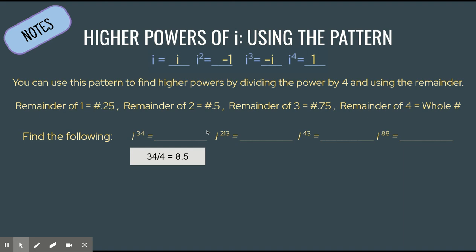For example, 34 divided by 4 is 8.5. That 0.5 tells us that the remainder is 2, which means it will match i squared, which is -1.